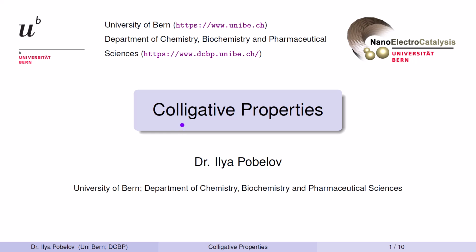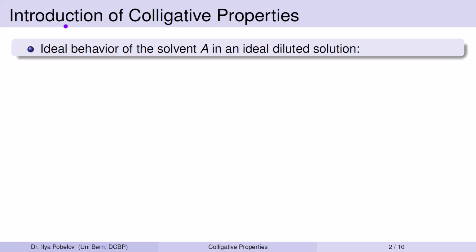In this module, we will discuss colligative properties of solutions. To understand the concept of colligative properties, consider an ideal diluted solution. Such solutions exhibit the ideal behavior of solvent A. The ideal behavior of the solvent means that its chemical potential in the solution can be represented by this equation.